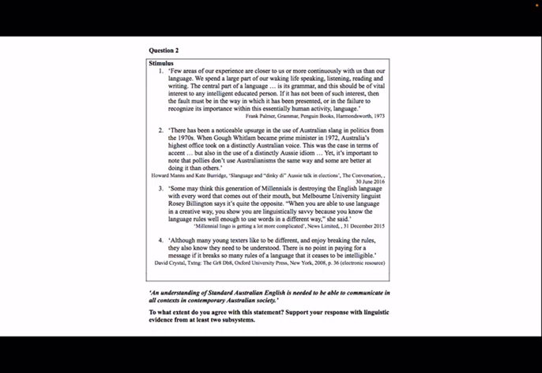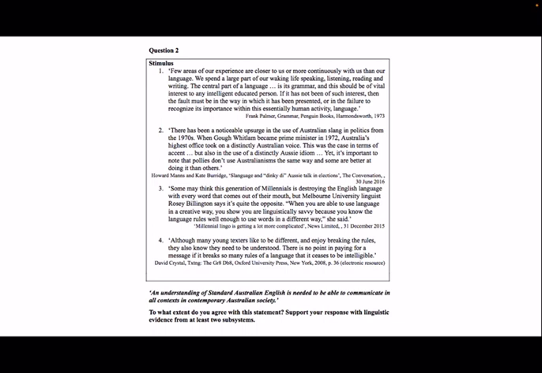Now, I'm just thinking, "intelligent, educated person" is really making a judgment about whether the kind of person uses or doesn't use correct, proper grammar. So that's already giving me a clue that this is probably a prescriptivist approach. If it has not been of such interest, then the fault must be in the way in which it has been presented or in the failure to recognise its importance within this essentially human activity, language.